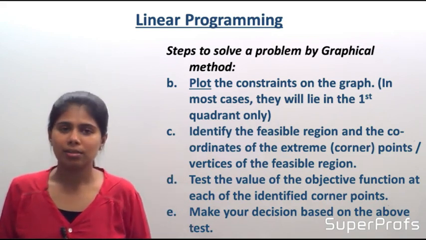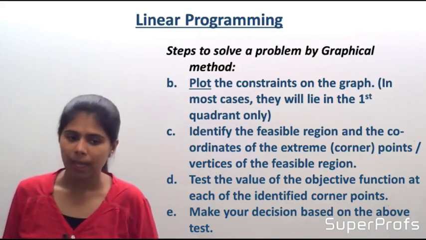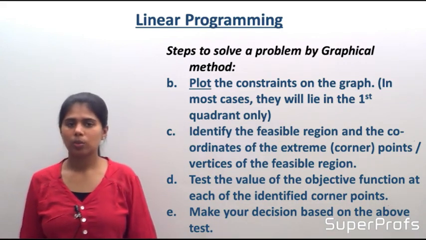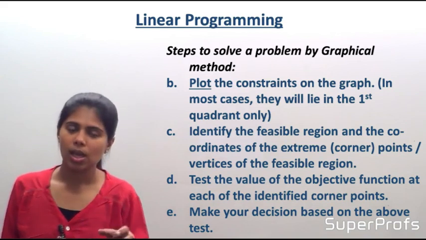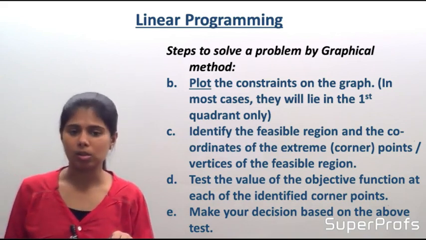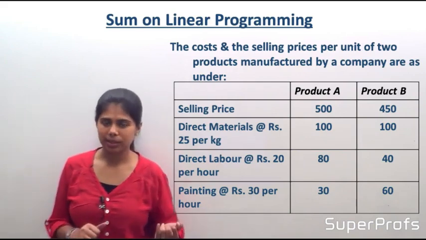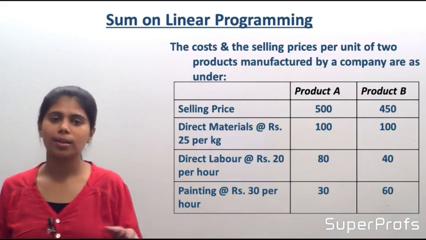Then we have to test the value of the objective function at each of the identified corner points, and then we have to make our decision based on the above test. So we put the values of the corner points in the objective function, and based on that we make our decision. So this is a sum based on the graphical method and the steps that we've discussed. Let's just do it so that you understand it better.